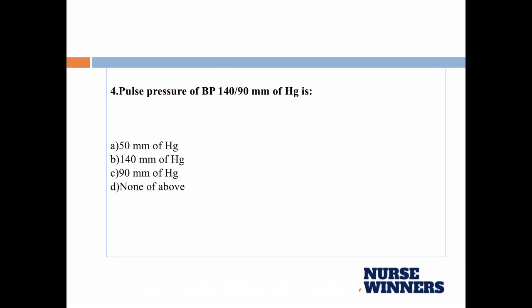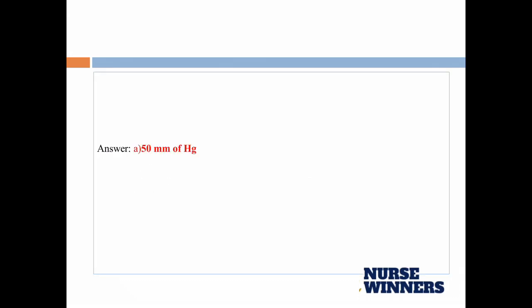Fourth question. Pulse pressure of BP 140 by 90 mm of Hg is: A. 50 mm of Hg, B. 140 mm of Hg, C. 90 mm of Hg, D. none of the above. Right answer is option A, 50 mm of Hg.